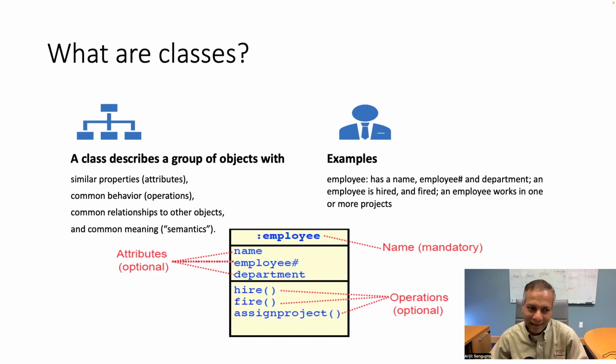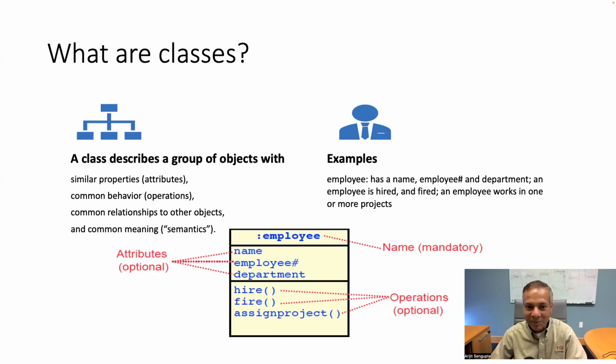So what are classes? A class is basically something that describes a group of objects, and this could be anything that you want to implement in your system. So for example, if you want to keep track of employees, you could have a class called employee. An employee could have attributes or properties like a name, an employee number, employee ID, a department, and you have methods or operations on these employees, like you hire an employee, you fire an employee, you assign a project to an employee, and things like that. So those would be your operations.